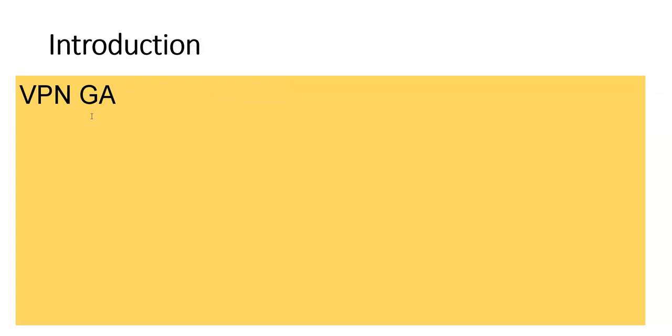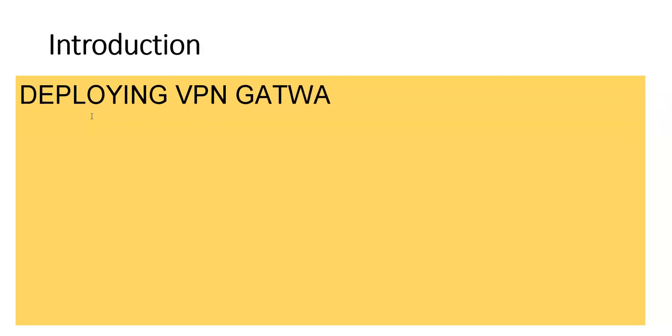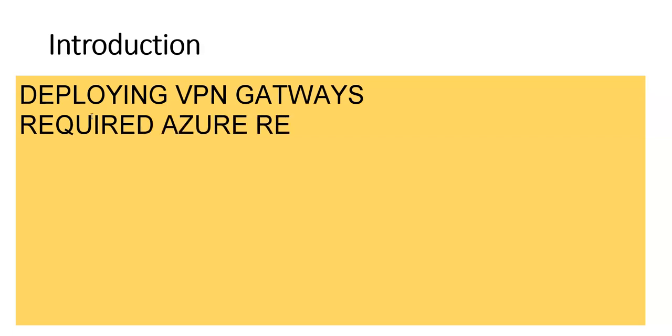When we talk about deploying VPN gateways, the required Azure resources you need are, first, a VNet. You have to deploy an Azure virtual network with an additional subnet that we will need for the VPN gateway inside that virtual network. The address space for this virtual network must not overlap with the on-premises network that we will be connecting it to.